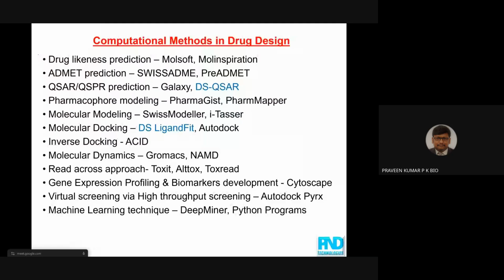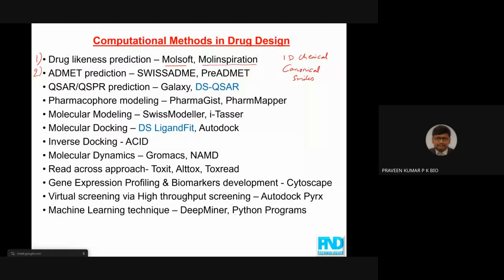So there are so many methods in drug design. We can see the most important methods. First is drug likeness prediction. We have open source tools, I mean free online tools. Go to the server, just upload the 1D format of a chemical compound. The 1D format of a chemical compound is generally the canonical SMILES format. So we have to feed this as an input and we will get the drug likeness.